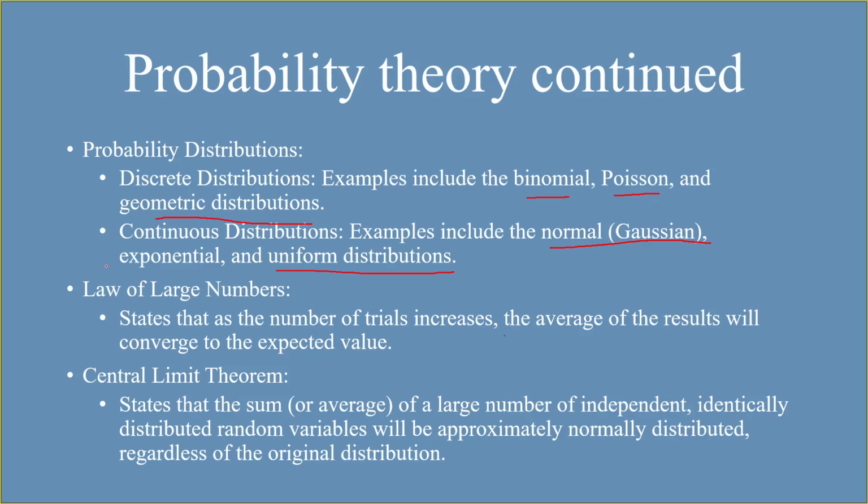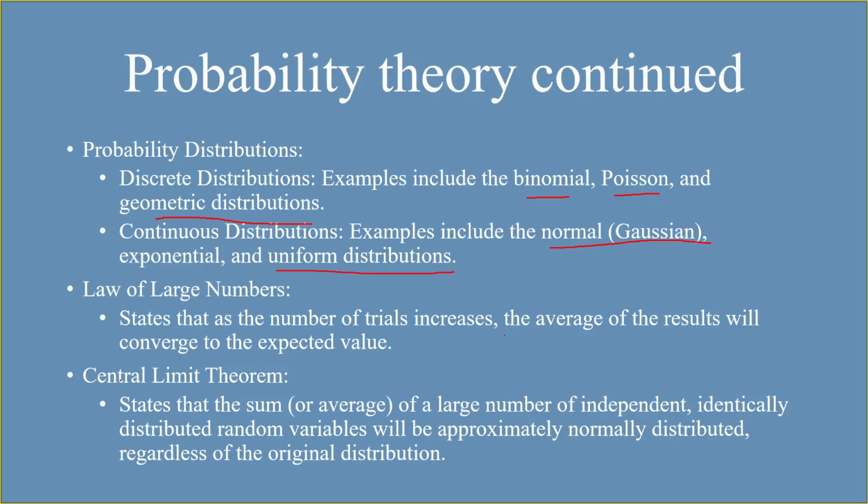What is the law of large numbers? It states that as the number of trials increases, the average of the results will converge to the expected value. This is also defined as the law of large numbers.